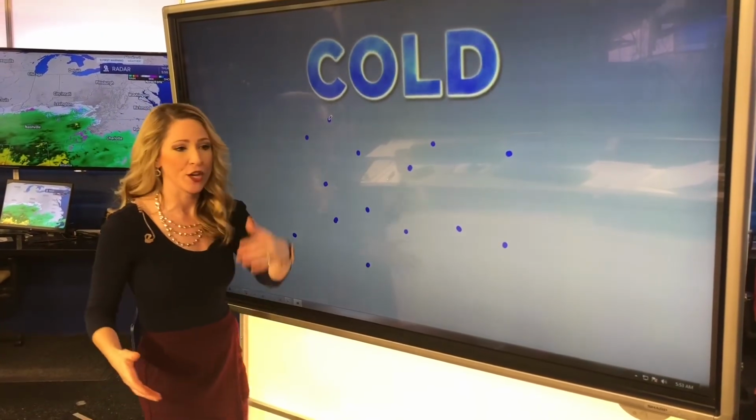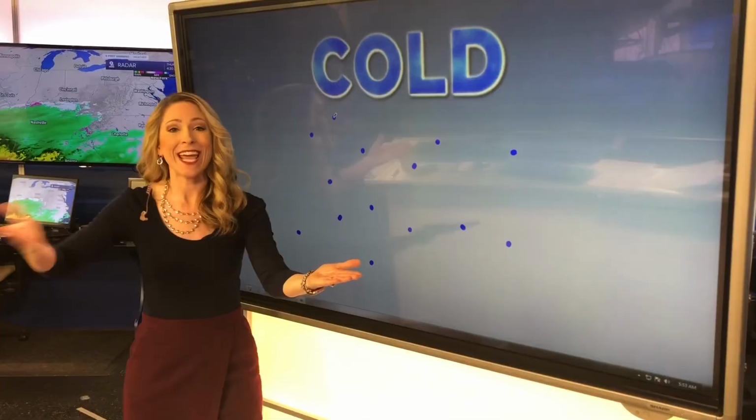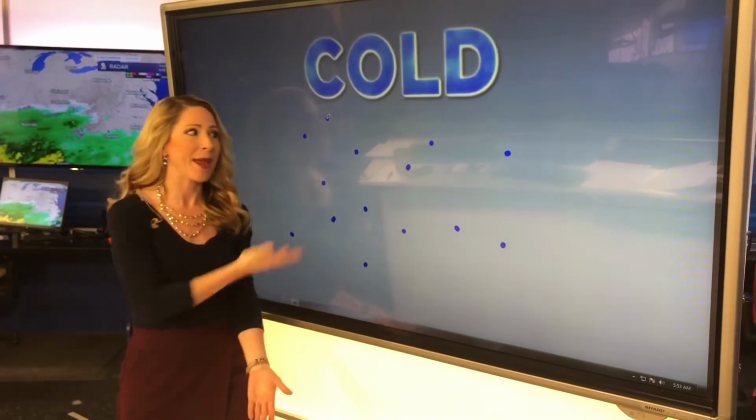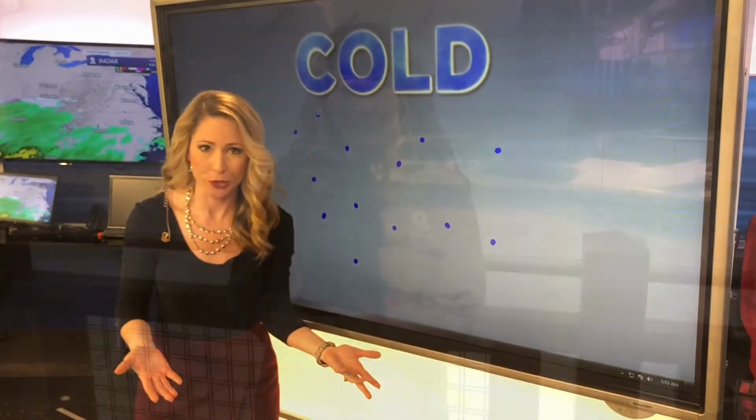So just because we can go from 1 inch of rain to 10 inches of snow doesn't mean it's the same air mass that's delivering that moisture.